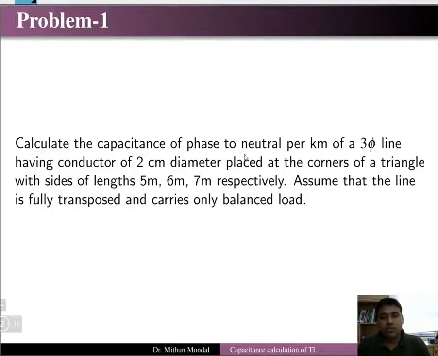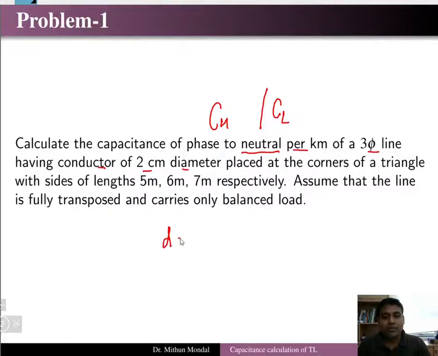So here you have a term known as neutral. So basically you have to calculate what is the capacitance with respect to neutral. There may be some questions where they will ask you what is the capacitance with respect to line. So it is per kilometer of a three-phase line having conductor of 2 centimeter diameter.